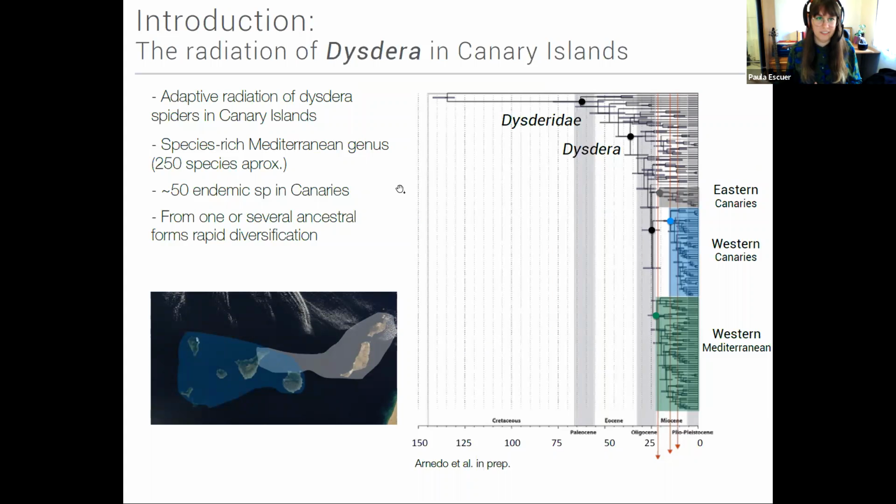So why are these spiders interesting from an evolutionary point of view? These spiders have an adaptive radiation in the Canary Islands. From 250 species, approximately 50 of them are endemic to the Canaries. And this means that from one or several ancestral forms, there was a rapid diversification, something that we can observe here in the phylogenetic tree.